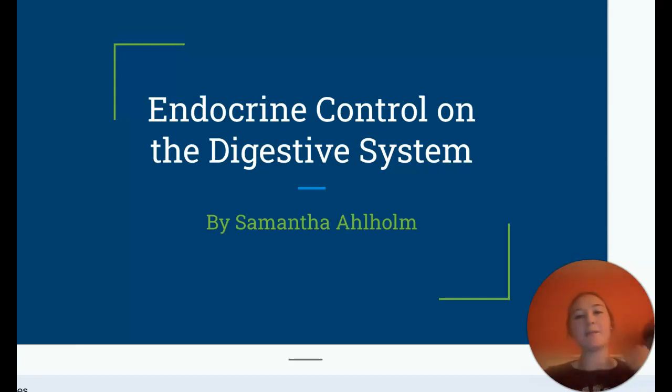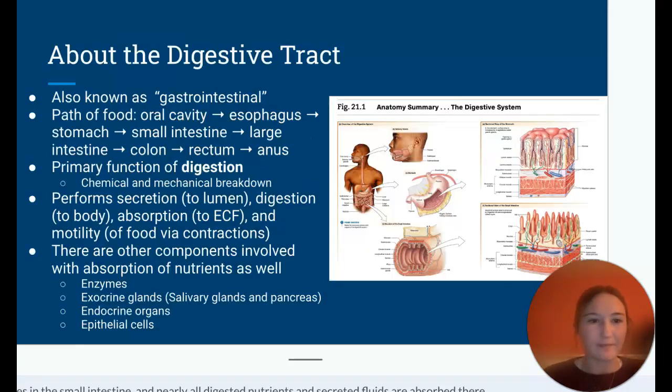I'm going to be talking about how the endocrine control, such as the organs, have control over the digestive system and help with regulation. So we'll talk about the digestive system generally.